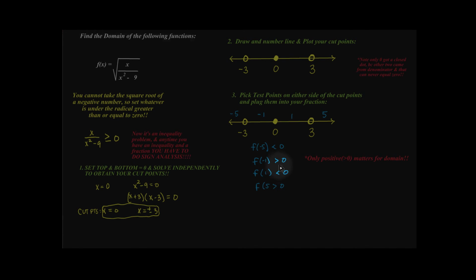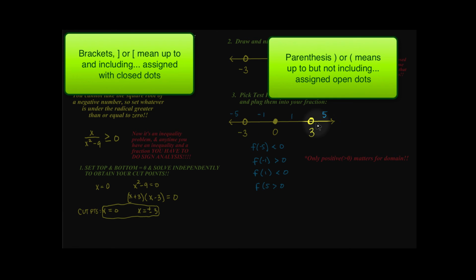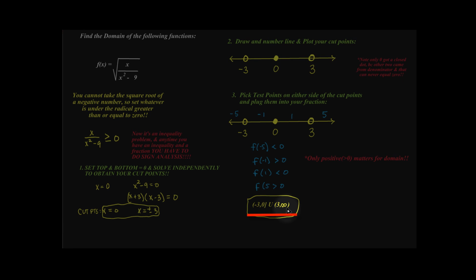If you follow that pattern all the way down, you get that the two positive regions occur between negative 3 and 0 and from 3 to infinity. So those would be your domain answers. And when you use your open circles, we have parentheses. A closed dot or circle is going to be a bracket. That's a bracket. And then for infinity, we always have parentheses, whether it's positive or negative infinity.